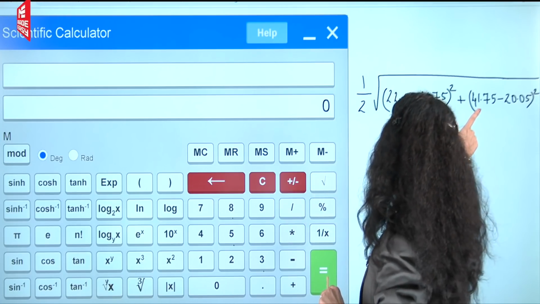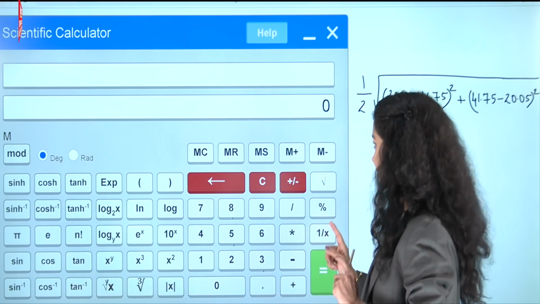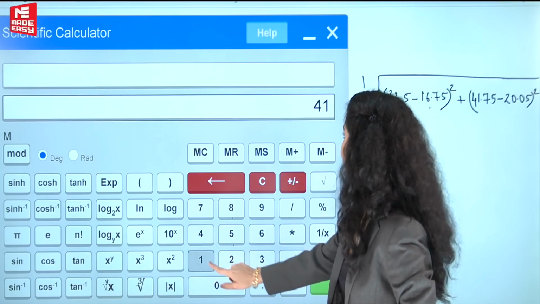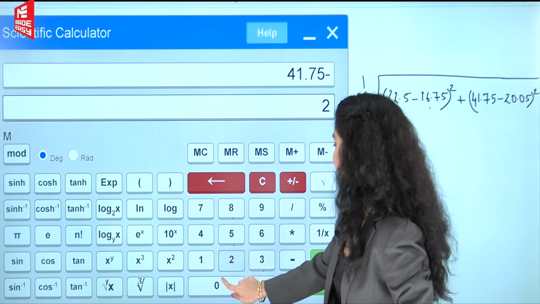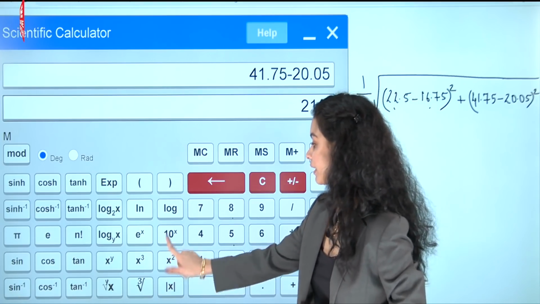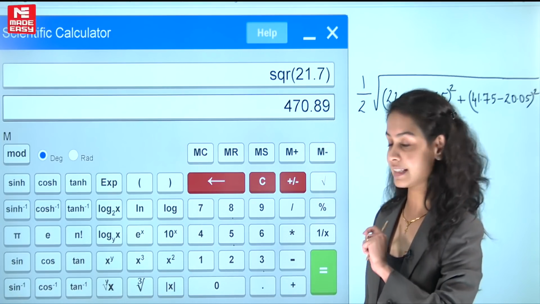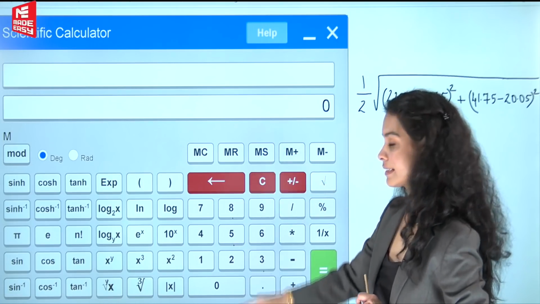Coming to the next term, which is 41.75 minus 20.05, the square. So 41.75 minus 20.05 and then square using x square. So this is the answer. Store it into computer's memory, press M plus and then press C.